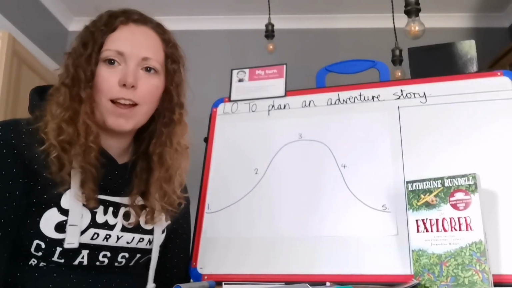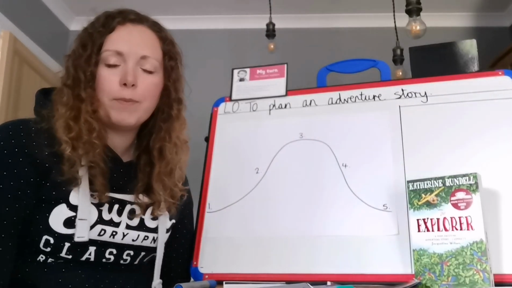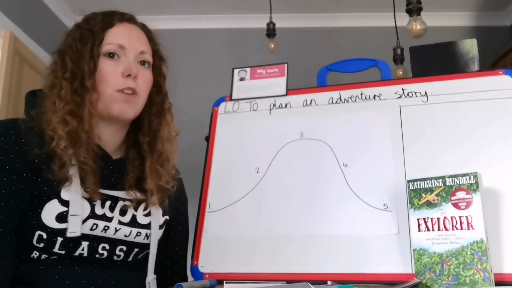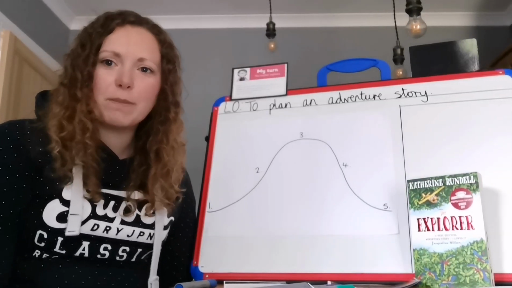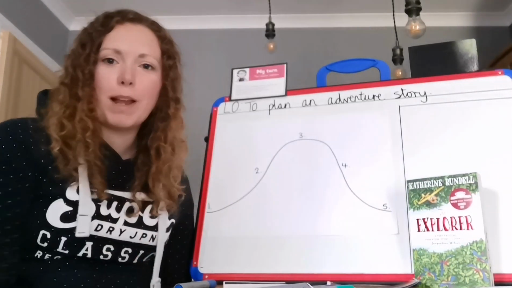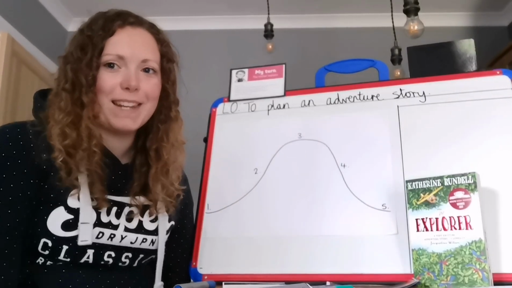Okay, so it's my turn. I'm going to have a go at adding some information onto my story map about my story. So I'm going to write a story that's in the rainforest. Obviously it's an adventure story. And I'm going to take some inspiration from our topic textbook from last half term, which is The Explorer. If you haven't listened to it, I highly recommend it.